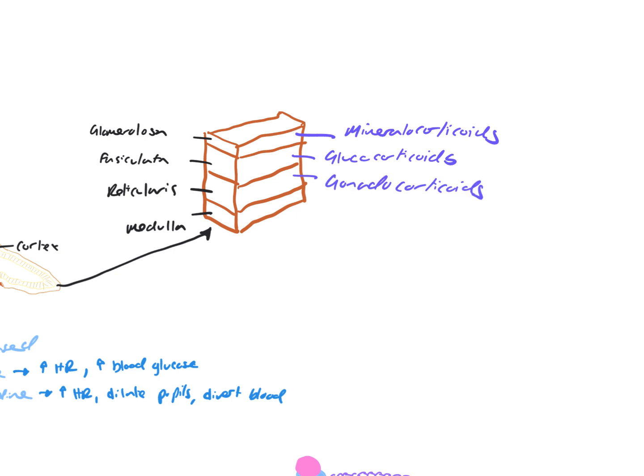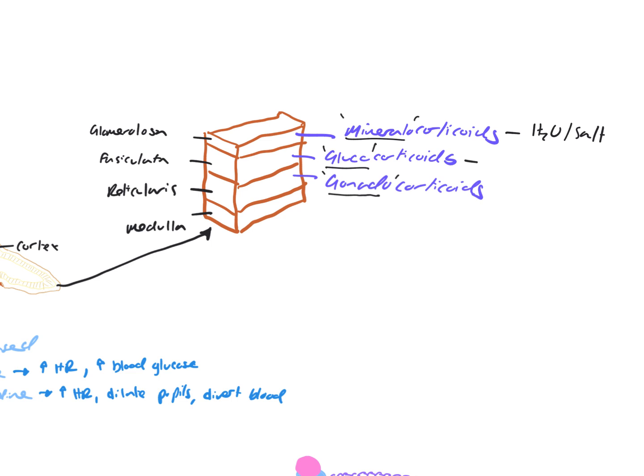So one thing I just wanted to point out here is effectively we have a number of prefixes. So we have mineralo, we have gluco, and we have gonado. And these are going to help you to unpack what each of these things do. So mineralo, we're looking at our water and salt balance. So here we can talk about water and salt.